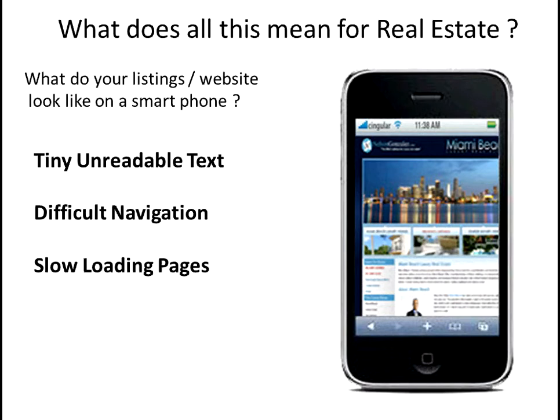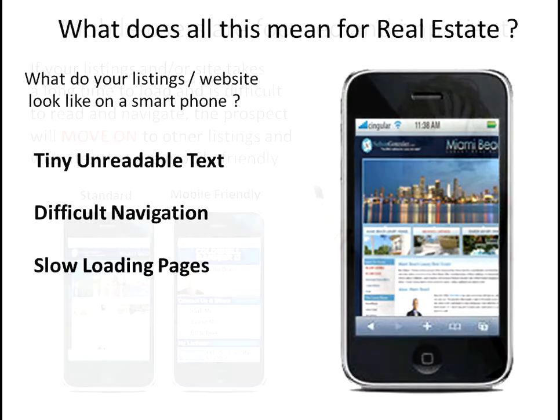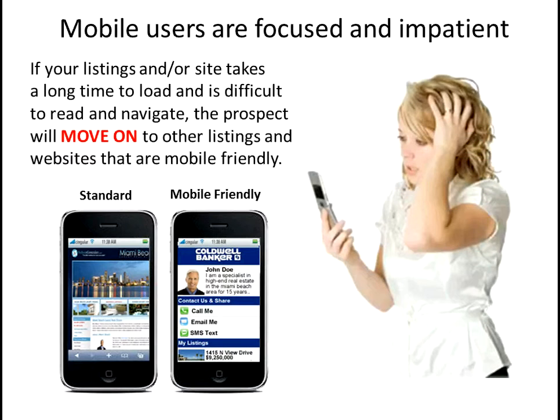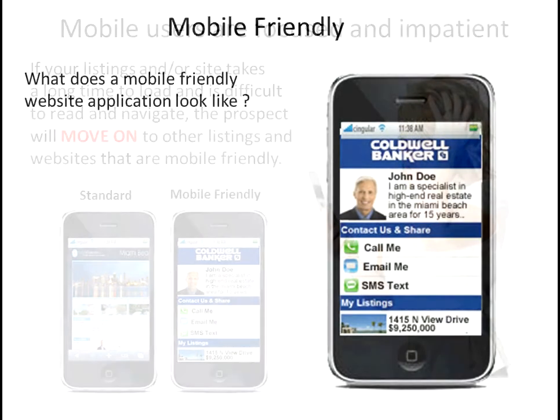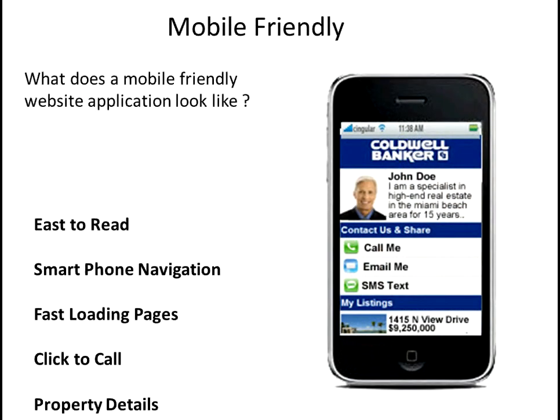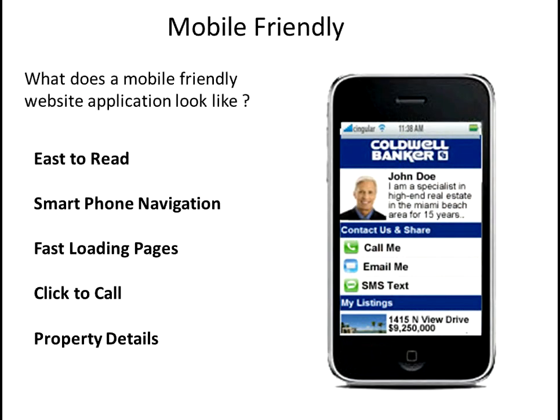Now, smartphone users are not very patient. If your website takes, let's say, 10 or 15 seconds to load, your prospects will move on to other listings and other websites. You may be losing prospects and you may not even know it. With a mobile application, your listings will display in a manner that is consistent with other smartphone applications. The information will be easy to read, the navigation will be touch-friendly, the pages will load instantly, and they can call you by tapping a Call Me button.